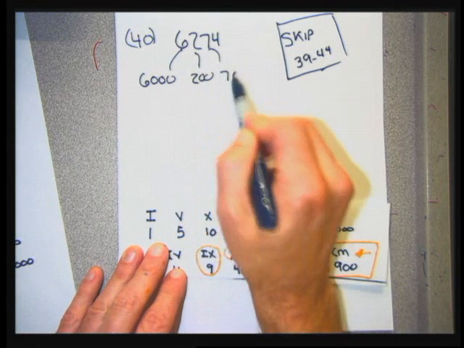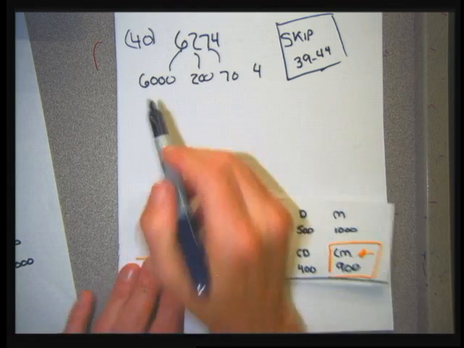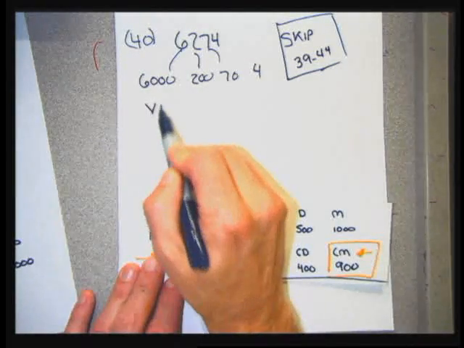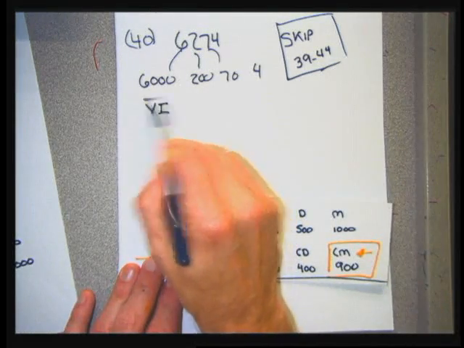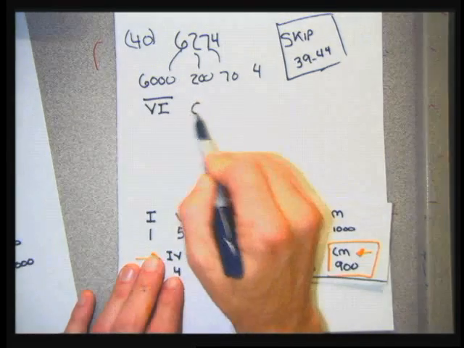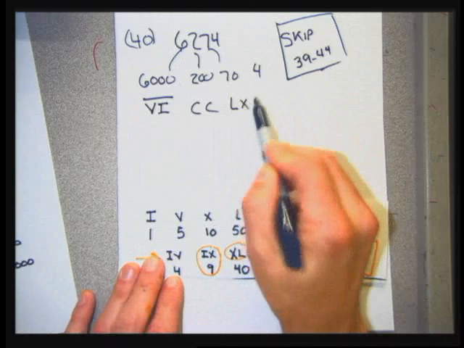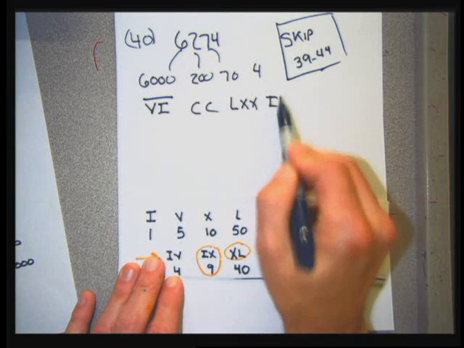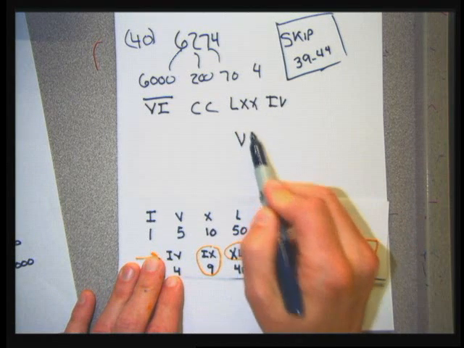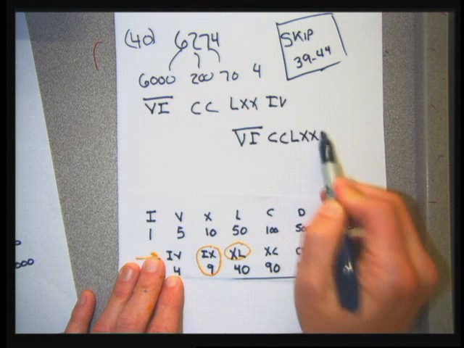So this is going to be 6,274, and it's the 6,000 that's going to need a bar. And our author, if I had to guess, would take a 6, which is VI, and put a bar over it to give us 6,000. And then for the 200, our author is going to do a CC. For a 70, an LXX. And for a 4, an IV. So this is going to be VI bar CC LXX IV.